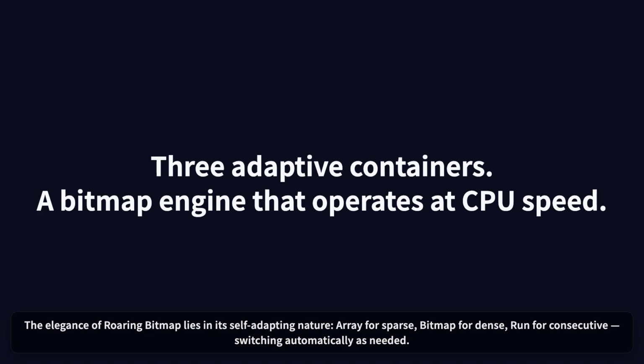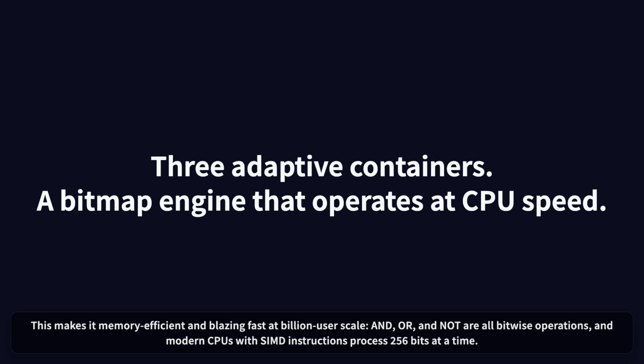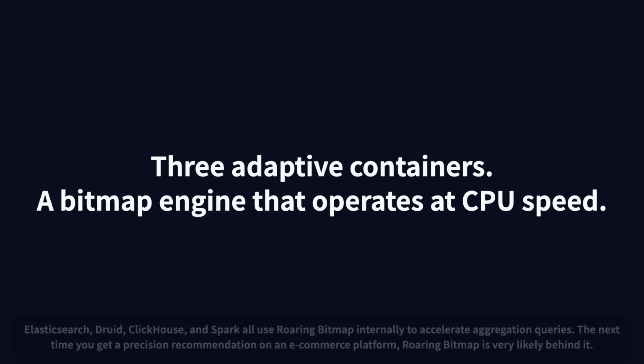The elegance of Roaring Bitmap lies in its self-adapting nature. Array for sparse, bitmap for dense, run for consecutive, switching automatically as needed. This makes it memory efficient and blazing fast at billion user scale, and AND, OR and NOT are all bitwise operations. And modern CPUs with SIMD instructions process 256 bits at a time.